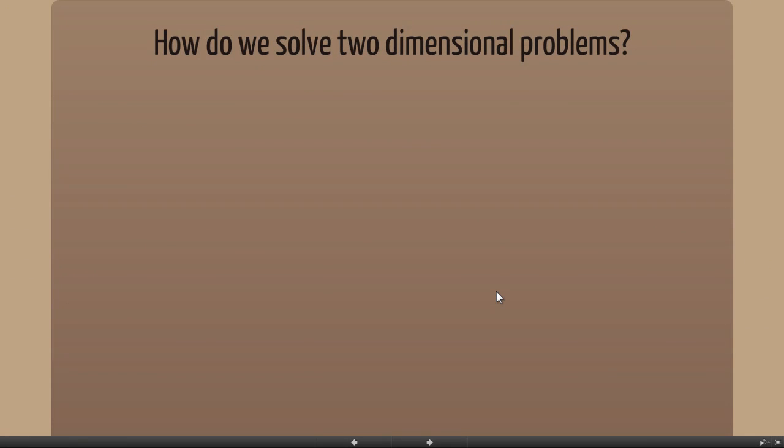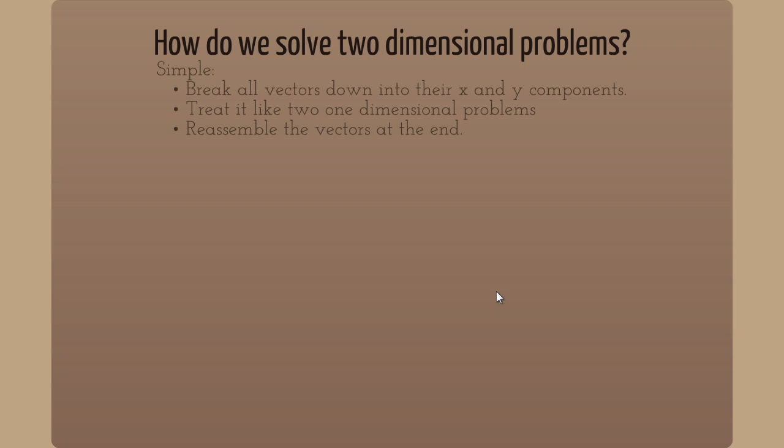So how do we solve two-dimensional problems? Well, they're actually quite simple if you follow the steps and you break it down and think about it logically. The first thing you want to do is break all of your vectors down into their x and y components. That's imperative. We use the sine and the cosine functions to do that. And then we're going to treat it just like two one-dimensional problems.